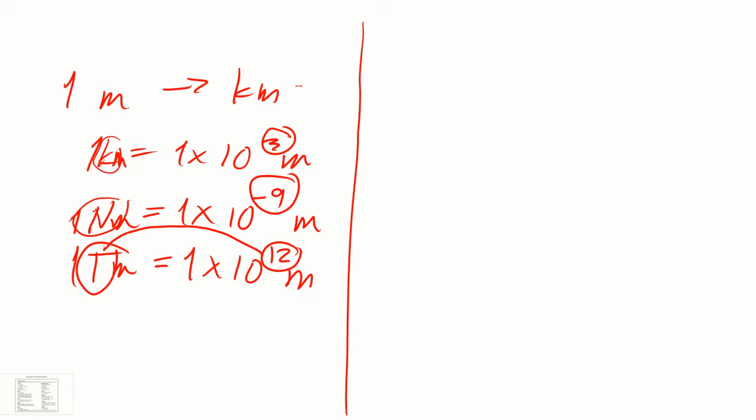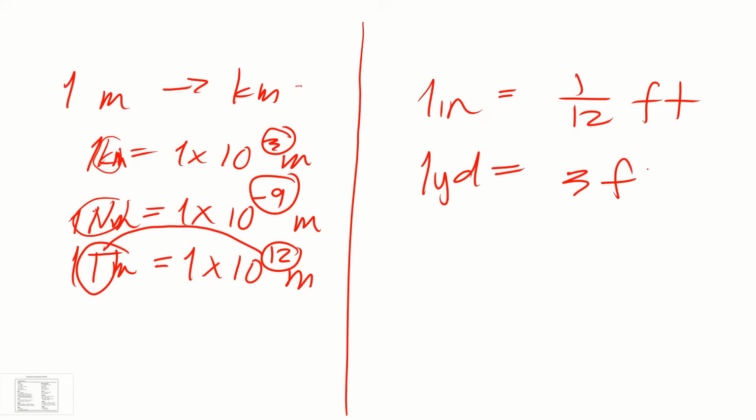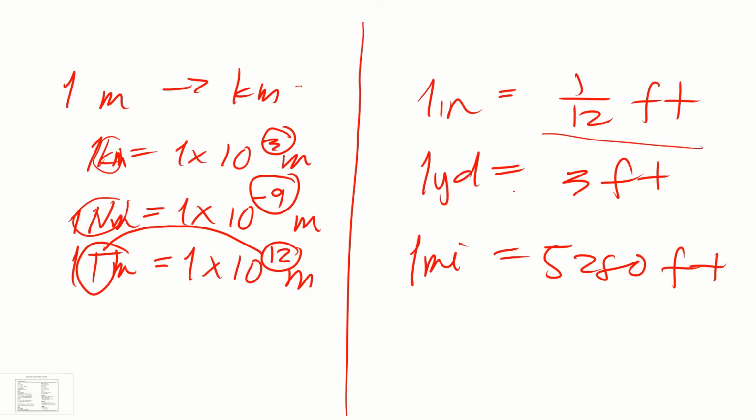Unlike in the English system, for example, feet. Say inches to feet. 1 inch is equal to 1 over 12 fraction of a foot. Another example, 1 yard is equal to about 3 feet. 1 mile is equal to 5,280 feet. So as you can see, there are no patterns. We don't see any common multiples that we can use to easily recall the conversion factor for the English system.